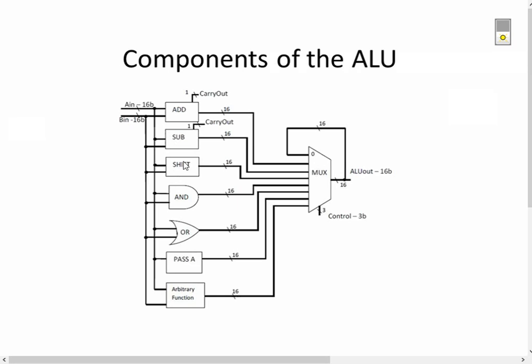I might have a shift, and a shift basically just shifts the bits over by 1. I might perform a bitwise AND. So think of a whole bunch of AND gates that I'm applying against each of the 16 inputs, the 16 bits in the first number, and each of the 16 bits in the second number. I have an OR. I might have a pass-through. In other words, what a pass does is it simply says, turn this guy on, and whatever came in, I'm going to send to the output. And I may have some arbitrary function.